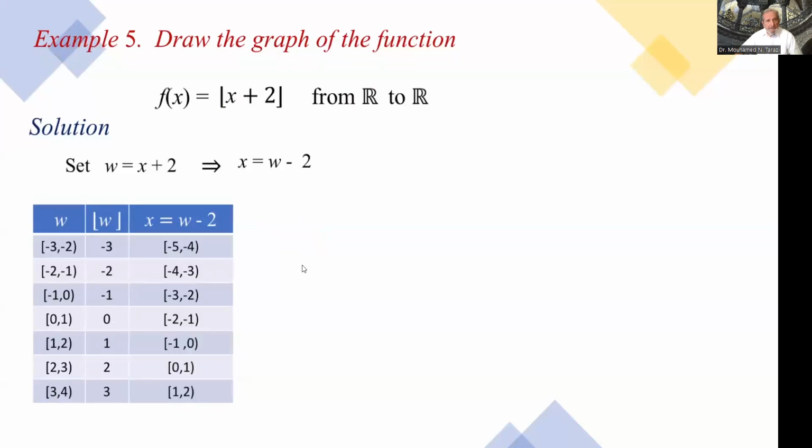So we get this table here. We're just subtracting 2 from each one of these. For example, here you subtract 2, you get -5, -4. Here you subtract 2, you get -1, 0. Here you subtract 2, you get 1 and 2.